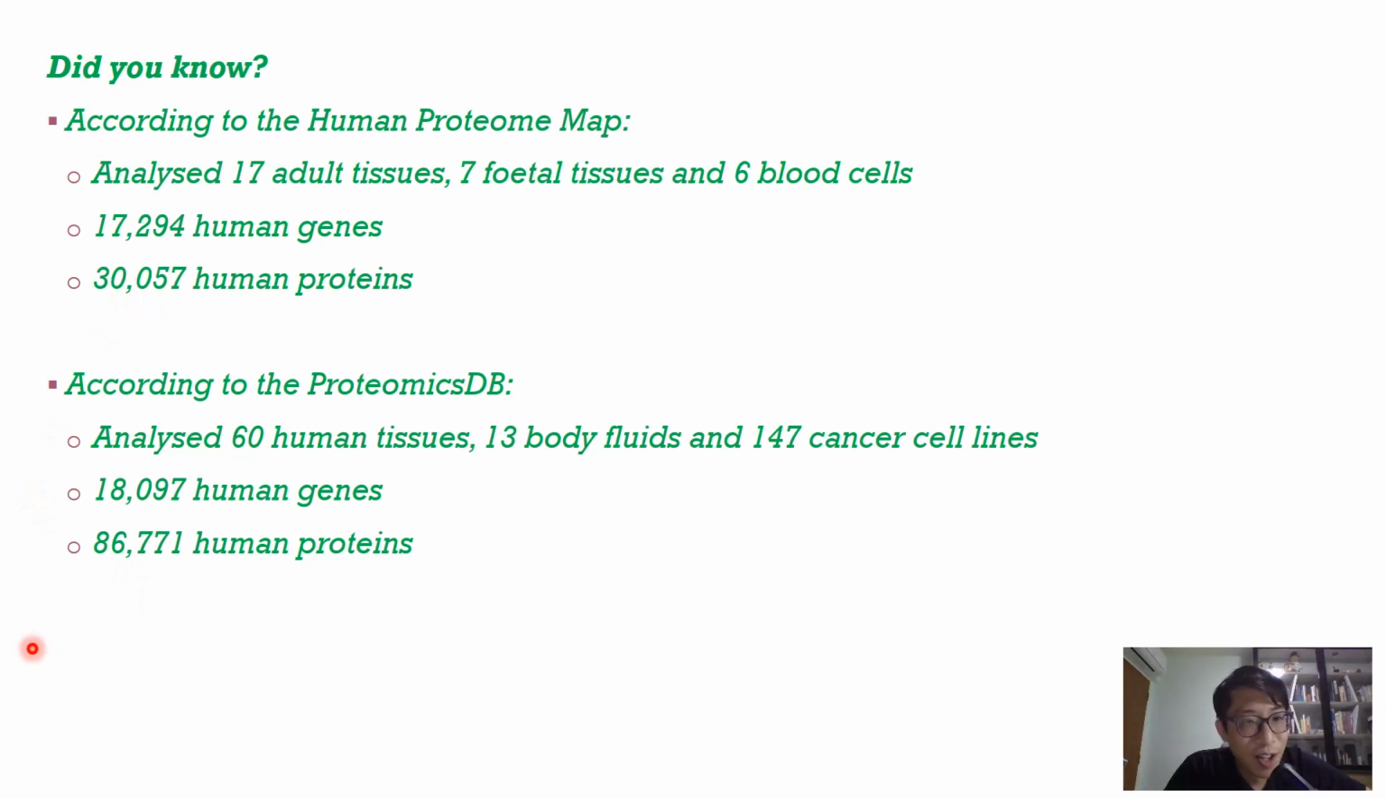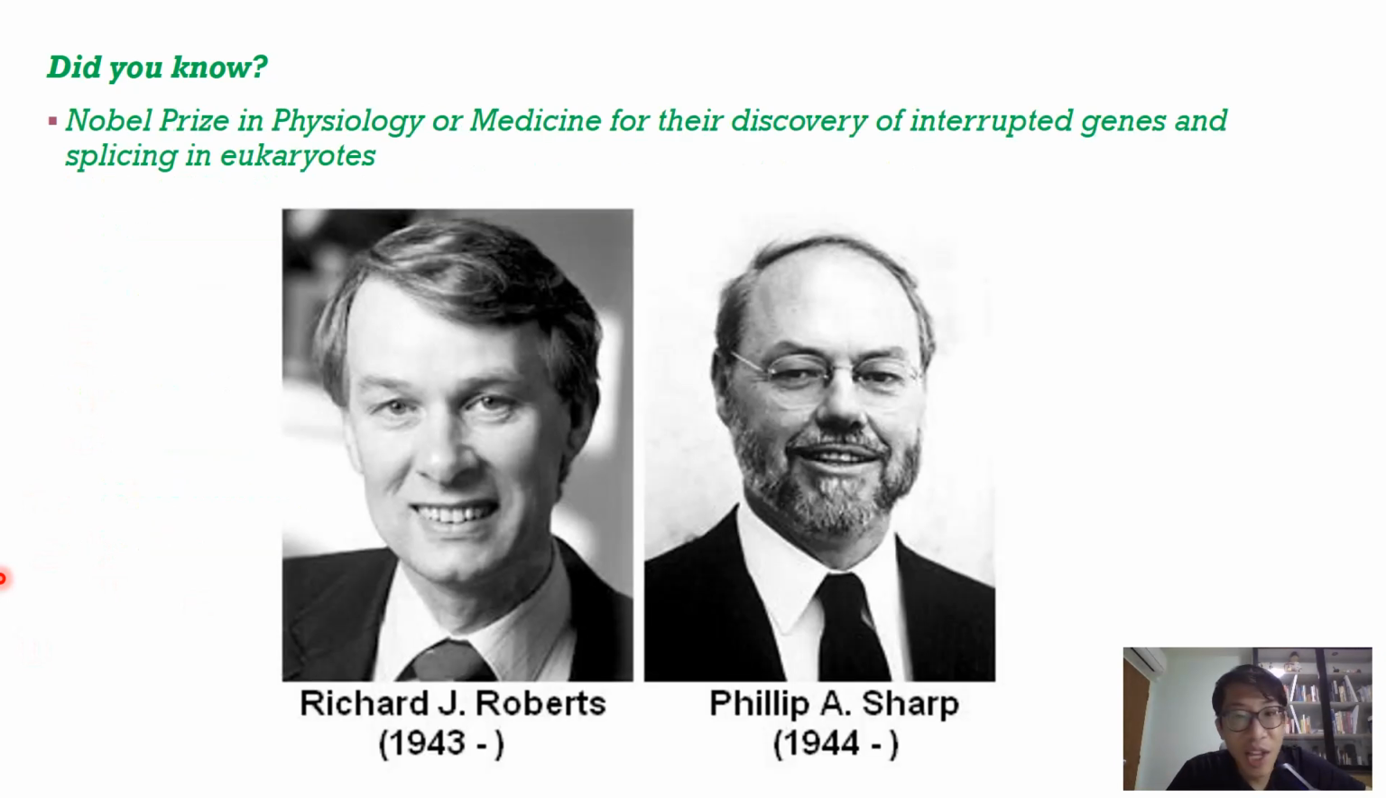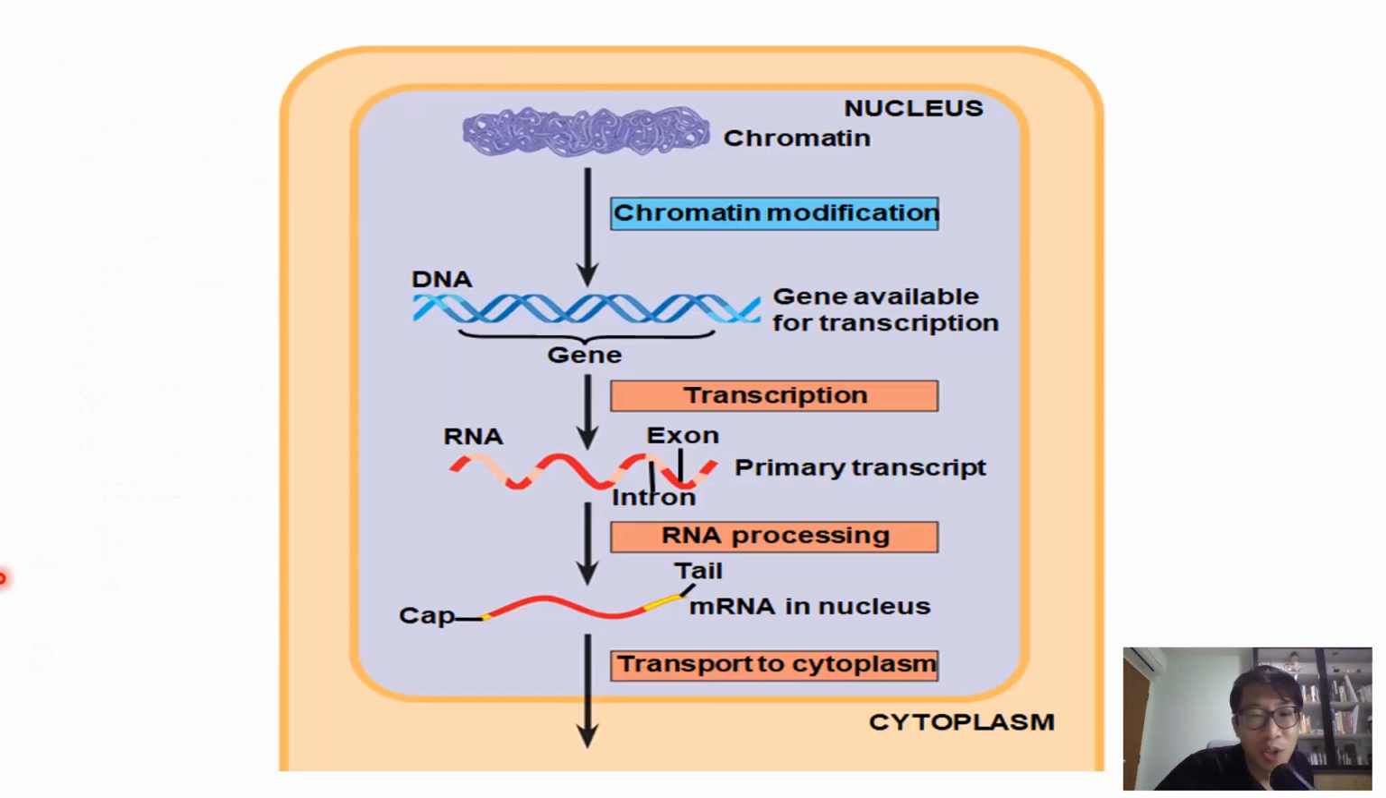One of the major reasons for such a high number of proteins compared to genes would be alternative splicing. One gene can actually code for more than one protein. These two scientists, who are still alive today, were given the Nobel Prize for discovering alternative splicing. So we have talked about the whole process of post-transcriptional modification or RNA processing. The product would be the mature mRNA, which would then be transported into the cytoplasm for translation by the ribosomes.